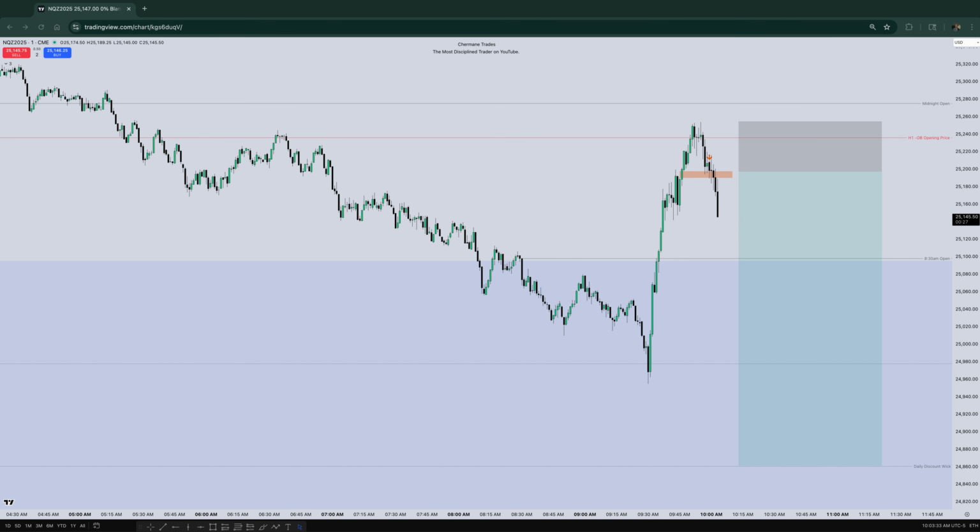All right, so that's nice displacement. Now I'm looking for a potential pyramid entry. So I originally wanted to go in with 3 contracts, and I'll look to pyramid and add 2 more if it gives me the opportunity.